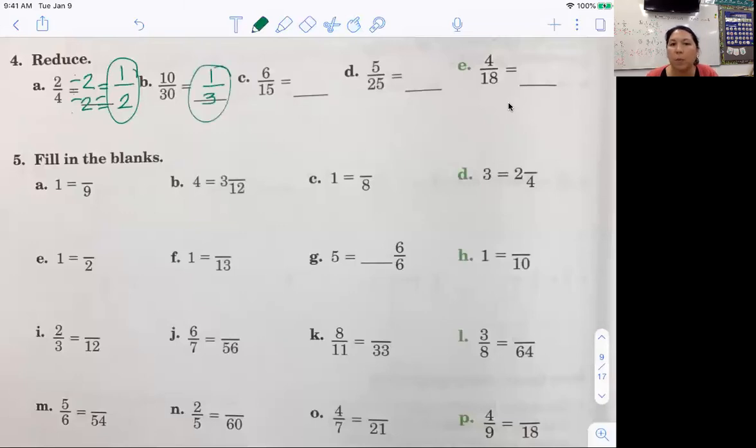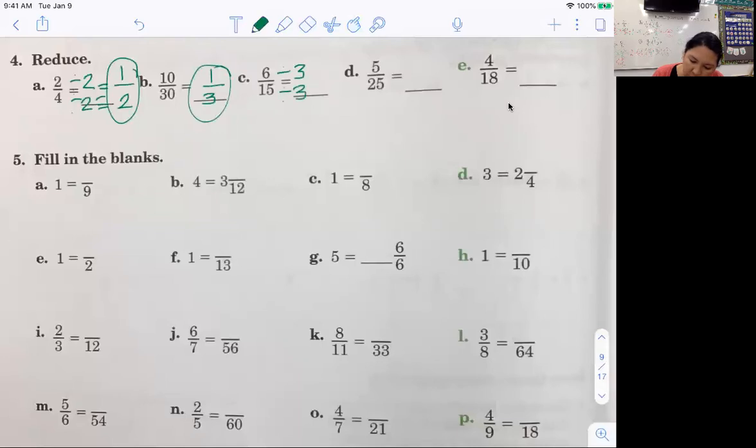Okay, let's do one more. Can I count by 6 to get 15? 6, 12, 18. No. So I know it has to be smaller than 6. What can go into 6? Well, 2 times 3 makes 6. Can any of those numbers go into 15? Yes. 3 can go into 15.